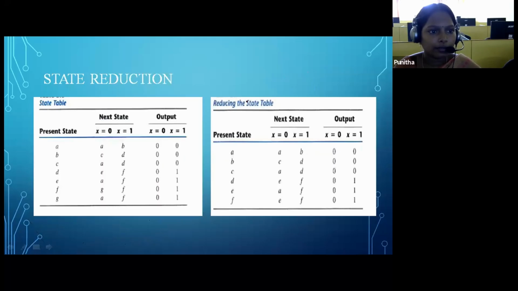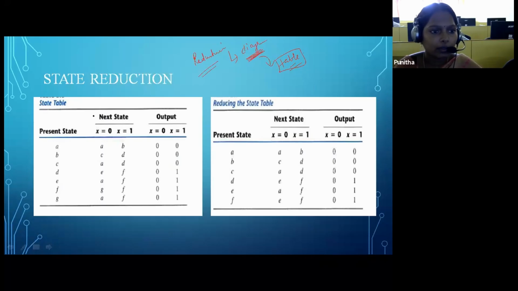For applying the reduction technique, we have to modify the diagram into a table representation. Only then can we apply the reduction technique. The reduction technique cannot be applied directly to the diagrammatic representation. It should be applied to the state table format.